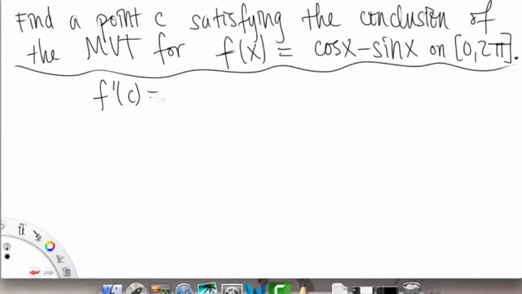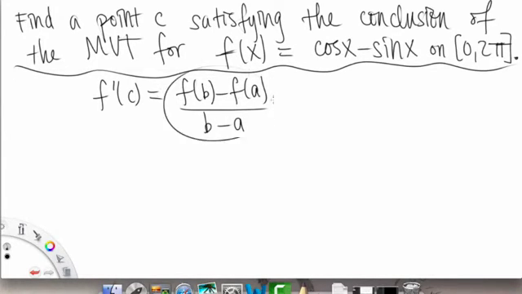f prime of c is equal to f of b minus f of a, all over b minus a. So this is the slope of the secant line formed by the endpoints a and b, and this is the slope of the tangent line at some point c inside our open interval from a to b, which in this case is 0 to 2 pi. So a is equal to 0 and b is equal to 2 pi. Okay, and we have our function here.